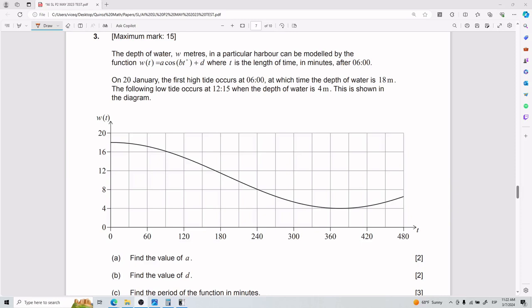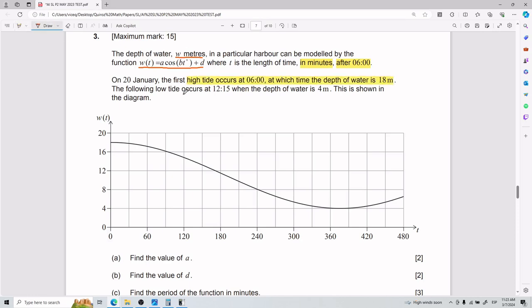All right, so for this third one, it's not that hard, but it is very specific. We have that the depth of water, W meters, in a particular harbor can be modeled by the function W(t) equals blah blah blah, where t is the length of time in minutes after 6 o'clock. Interesting. It's in minutes and it's after 6 o'clock. On the 20th of January, the first high tide occurs at 6, at which time the depth of the water is 18 meters. So here is an important piece of information.